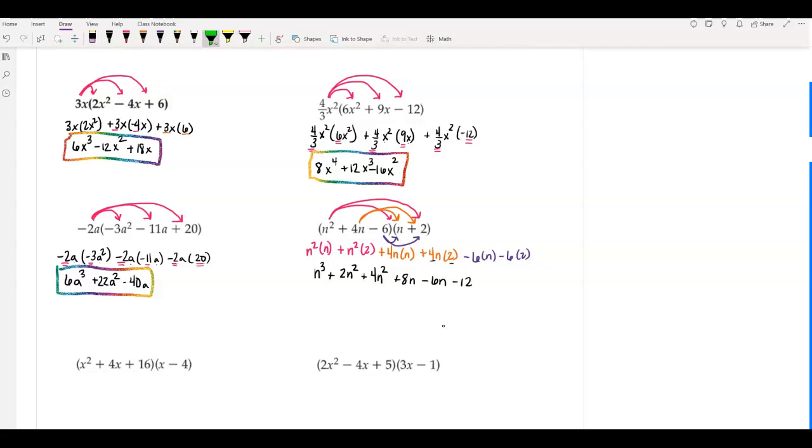Now, let's see if we have anything we can combine. We can combine the 2n squared and the 4n squared, as well as the 8n minus 6n, because it's just combining like terms. We've done this already this year. It was a while ago, but we have done it. So this is like a review. So we have n cubed plus 6n squared plus 2n minus 12.